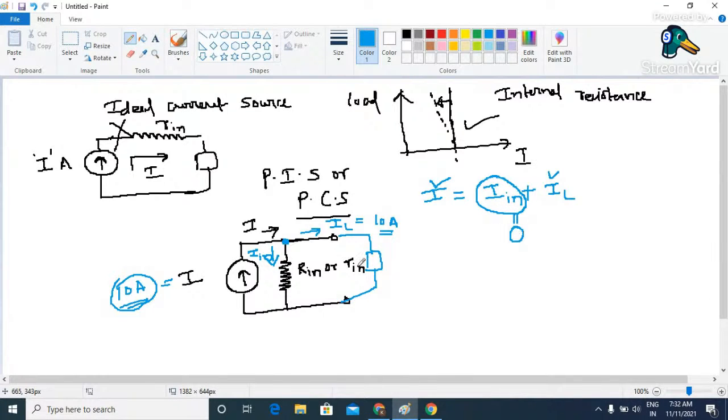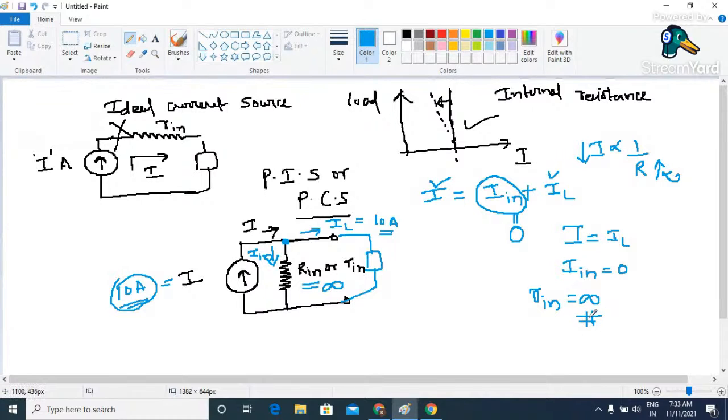Now, this is possible only when the value of this internal resistance is infinite, because according to Ohm's law, I is inversely proportional to resistance. That means if you want to reduce the value of current, we have to increase the value of resistance. The same logic is implemented over here. Just to make I exactly equal to IL, the value of I in must be 0. And ideally, to make I in 0, we need to put R in as infinite. This is very important.